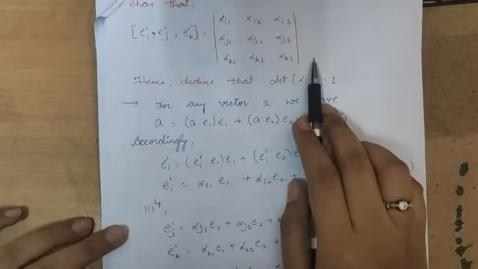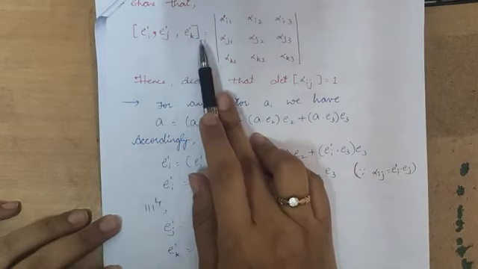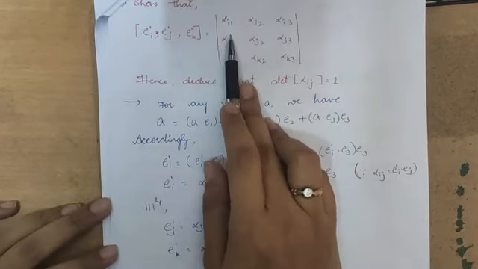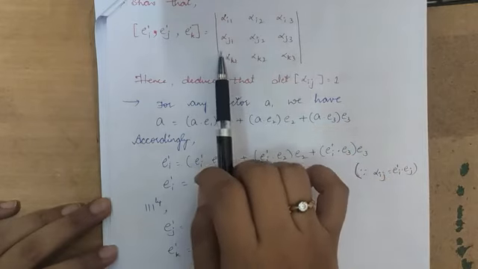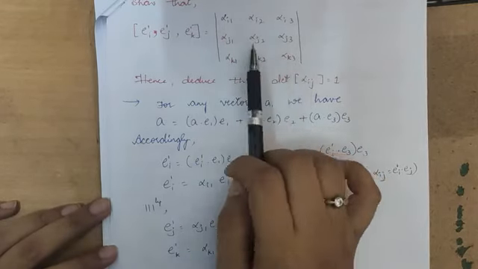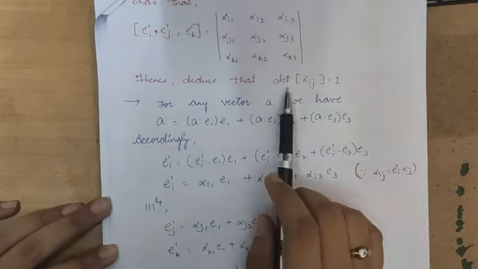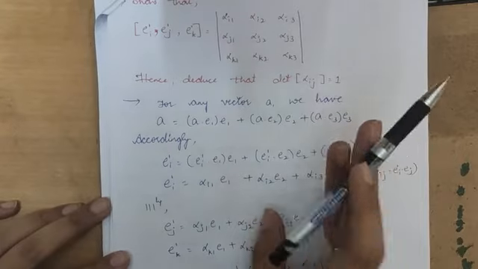The next problem is show that Ei prime, Ej prime, Ek prime is equal to determinant of alpha I1, alpha I2, alpha I3, alpha J1, J2, J3, alpha K1, K2, K3. And also deduce that determinant of alpha ij is equal to 1. This is what we have to prove.